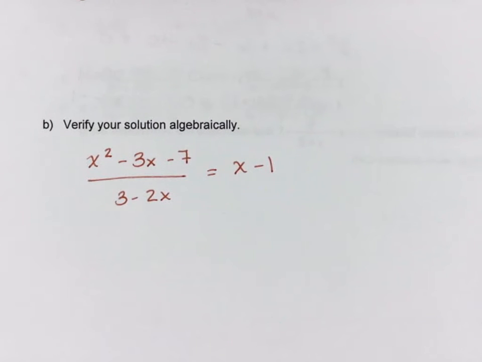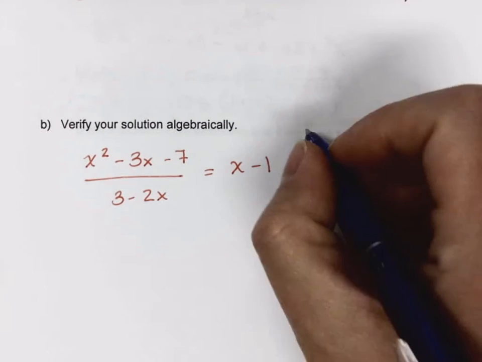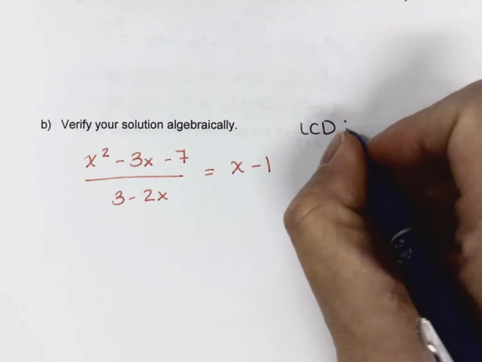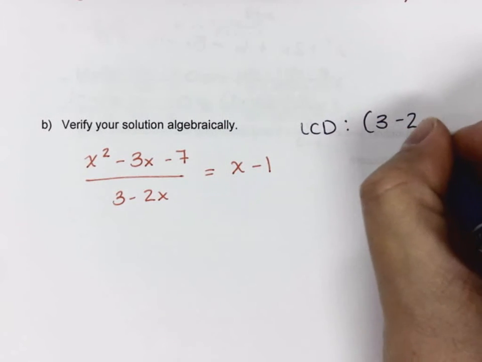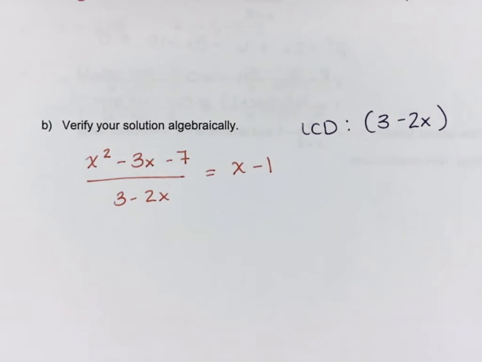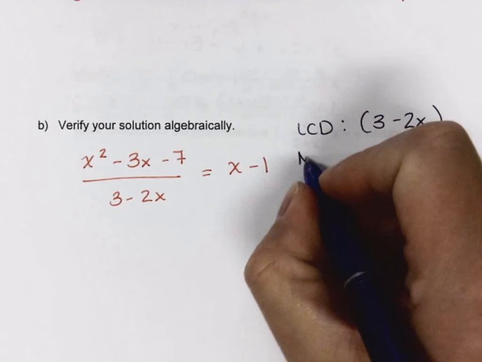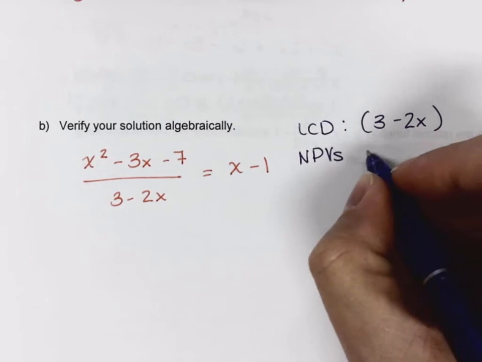So, step one, I'm going to times everything by the LCD. What's the LCD? So my LCD is going to be 3 minus 2x. Again, you guys don't need to state that, but what is something we do need to state because we're solving for x? We didn't do it in the first one, but we should have. What's the thing that we need to do? Yep, and what are those called? NPVs. What are my NPVs here?